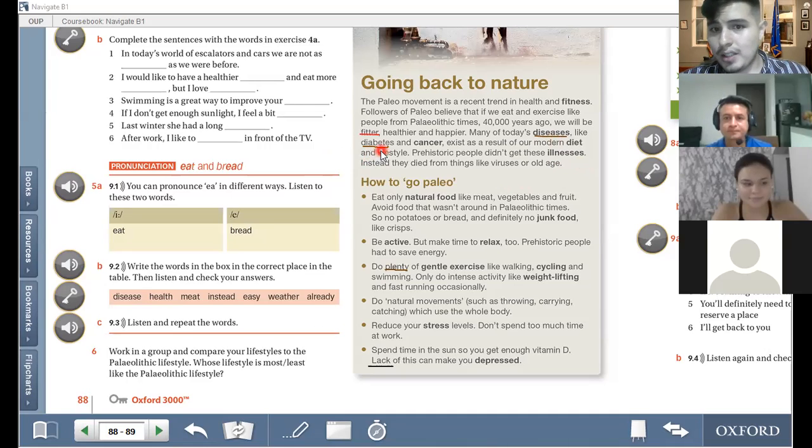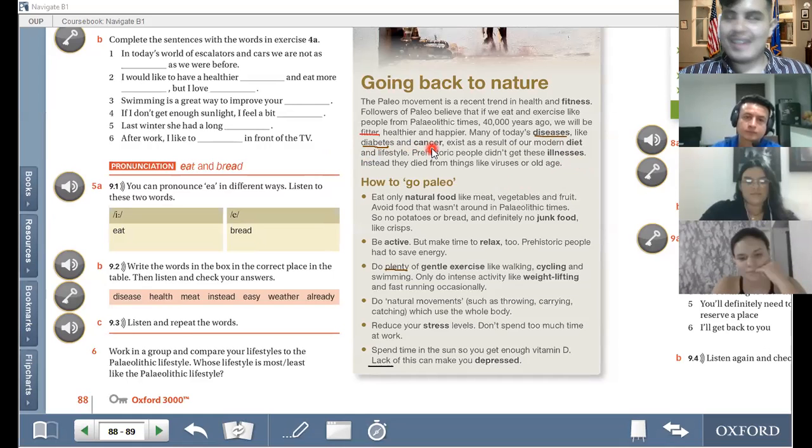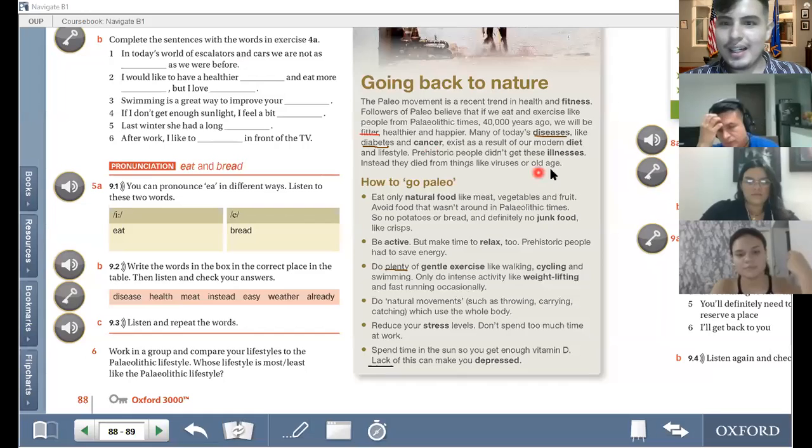The spelling is the same as in Spanish, but the pronunciation is totally different. Diabetes, diabetes, right? How do you pronounce this one? Cancer. Cancer. Yeah. Right. What about this one? Diet. All right. Very good job.